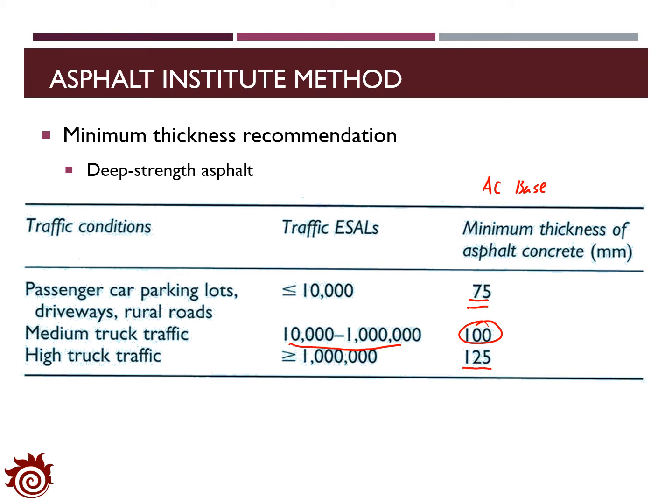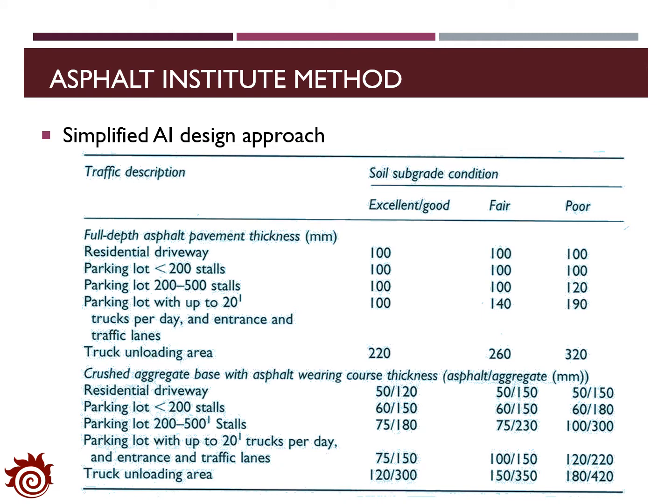125 millimeters. We can also apply the simplified design approach to determine the pavement structure, including the thickness of the pavement layers for some specific road types, including the residential driveway, parking lot, and truck unloading area. And the design could be applied for full depth asphalt pavement and the deep strength asphalt pavement. Also in the design, we have to consider the impact of the subgrade soil. We need to consider the quality of the subgrade soil, and usually it is categorized into 3 types: excellent and good quality of the soil, fair quality, and poor quality.